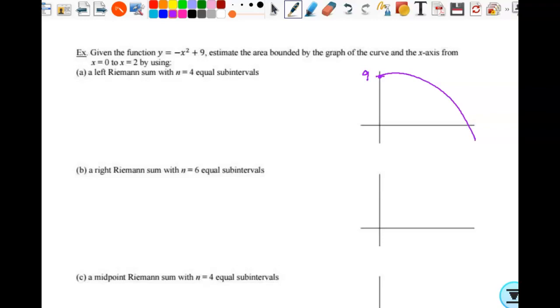Now, we're only going from 0 to 2. So I have to figure out basically where 2 is. I don't have to plot it exactly, but I need to know if it's inside or outside this. So when y is 0, what would x have to be? 3, right? Because if I put 3 in here, negative 9 plus 9. So this right here is at 3. I only have to go to 2, so I can just put my 2 right there. It doesn't even have to be super accurate. We'll put 2 there.